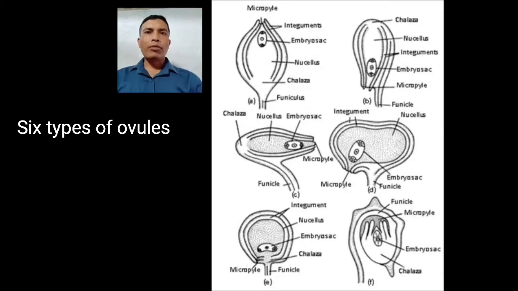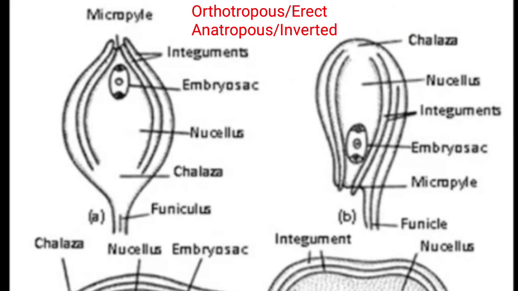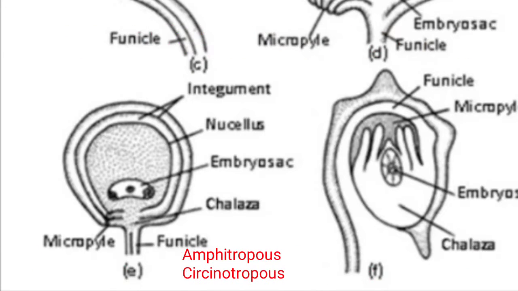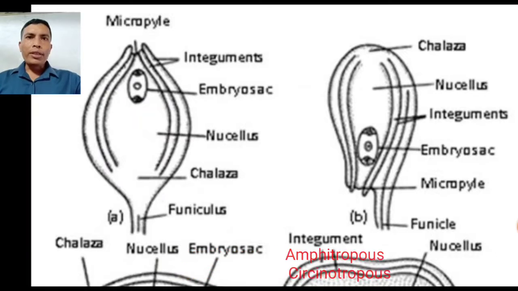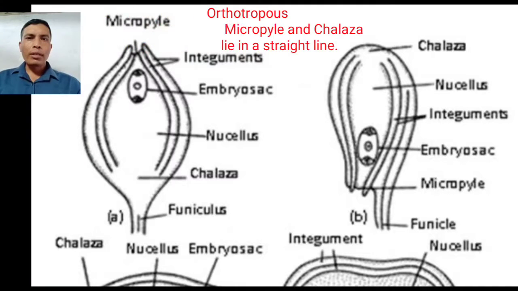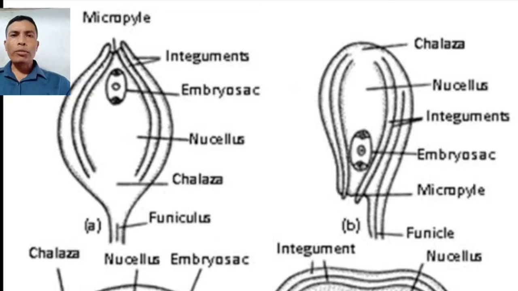There are 6 types of ovules. They are orthotropous, anatropous, hemitropous, campylotropous, amphitropous, and circinotropous. Okay, this first type of ovule is called orthotropous. It is the most primitive type of ovule in which the micropyle and chalaza lie in a straight line. Right. In most of the gymnosperms, this type of ovules are found.